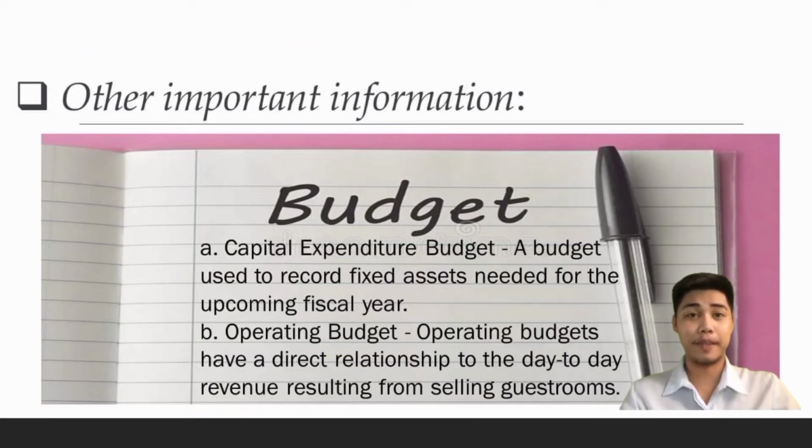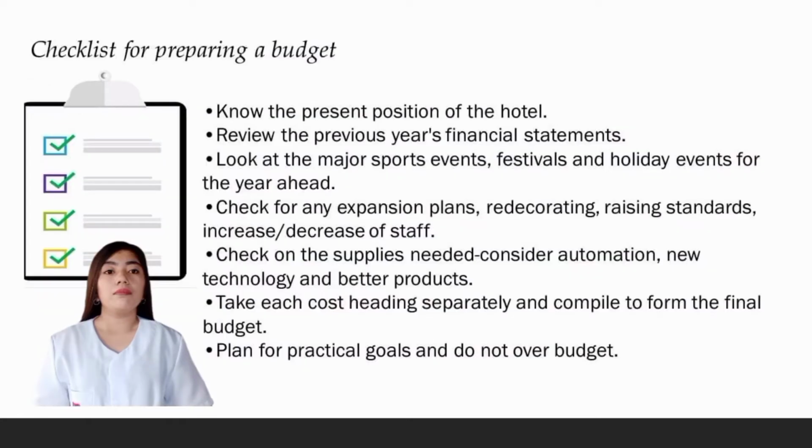Other important information. First, capital expenditure budget: a budget used to record fixed assets needed for the upcoming fiscal year. Second and lastly is the operating budget. Operating budgets have a direct relationship to the day-to-day revenue resulting from selling guest rooms. Checklist for preparing a budget.